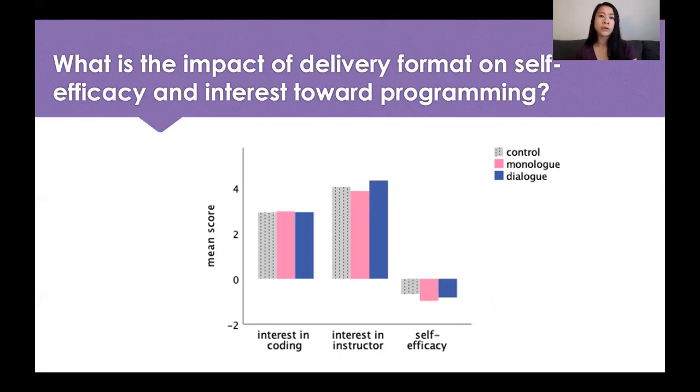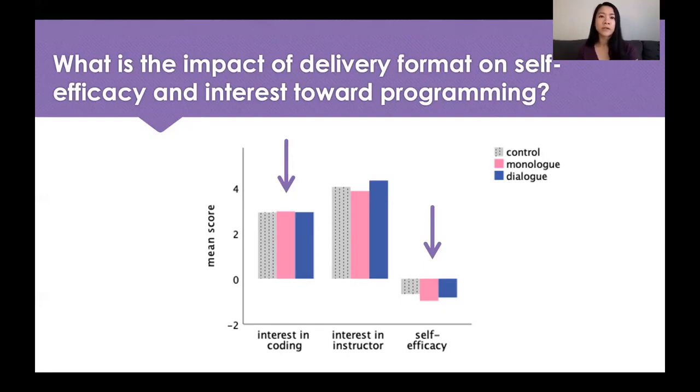But as shown here, we did not find differences between our 3 conditions on measures of self-efficacy on the right here, or interest in coding on the left. And this was confirmed with Bayesian analysis, again yielding substantial evidence for the null model for these variables.